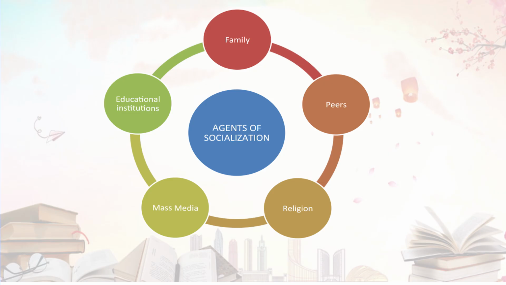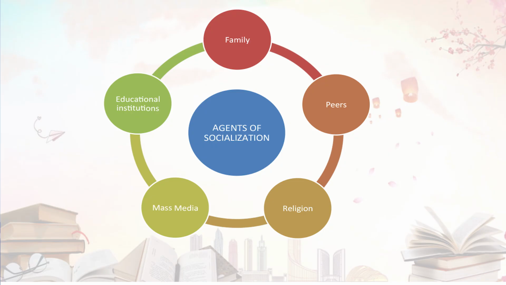You can find there are 5 important agents of socialization. The first being the family. As discussed earlier, the family is a primary socialization agent, and it helps the child to learn about the roles and the norms of the immediate family.